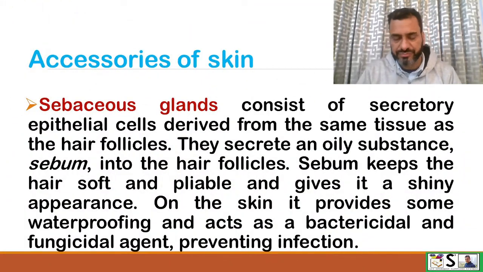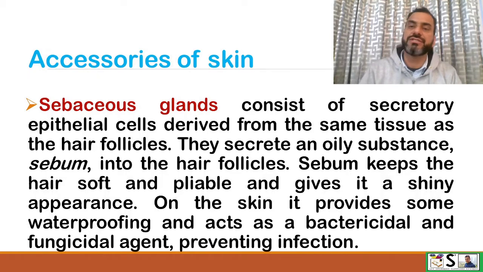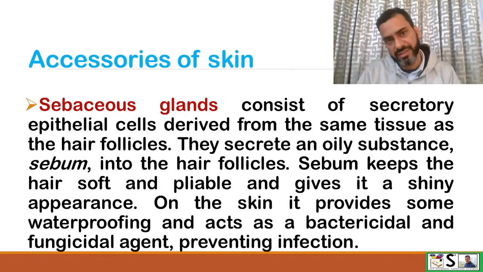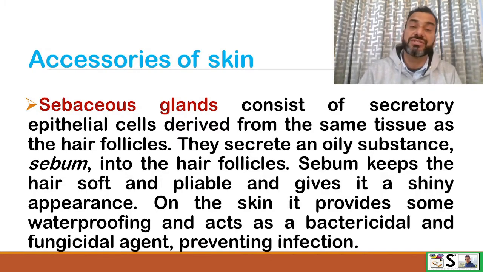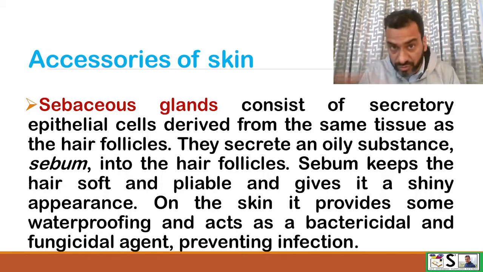Sebaceous glands. Sebaceous glands consist of secretory epithelial cells derived from the same tissue as the hair follicle. They secrete an oily substance called sebum into the hair follicle. Sebum keeps hair soft and pliable and gives it a shiny appearance. On the skin it provides some waterproofing and has a bactericidal and fungicidal effect and prevents infection.